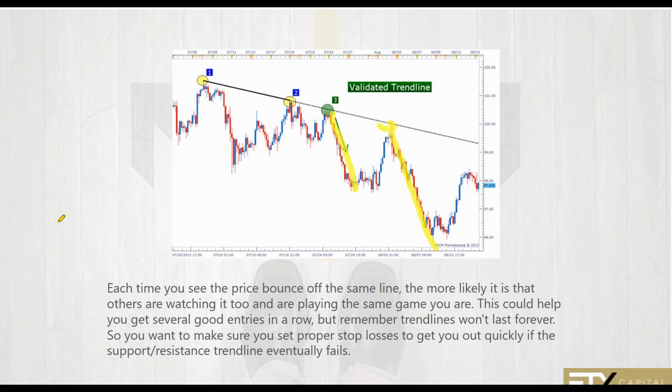Each time you see price bounce off the same line, the more likely it is that others are watching it too and playing the same game you are. This could help you get several good entries in a row. But remember, trend lines won't last forever. So you want to make sure you set proper stop losses and you get out quickly if the support and resistance trend lines eventually fail.